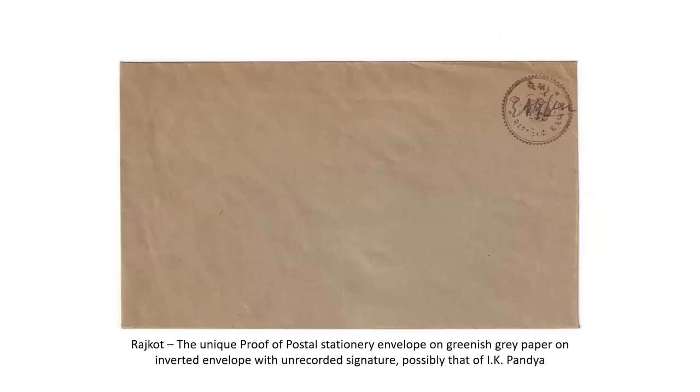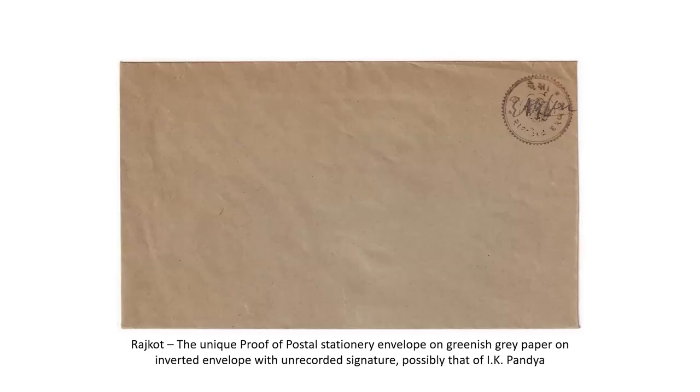Now we come to Rajkot. Now, Rajkot is the only Indian feudatory state that did not issue stamps. It only issued postal stationery. Now, this happens to be the unique proof of the postal stationery envelope printed on an inverted envelope.